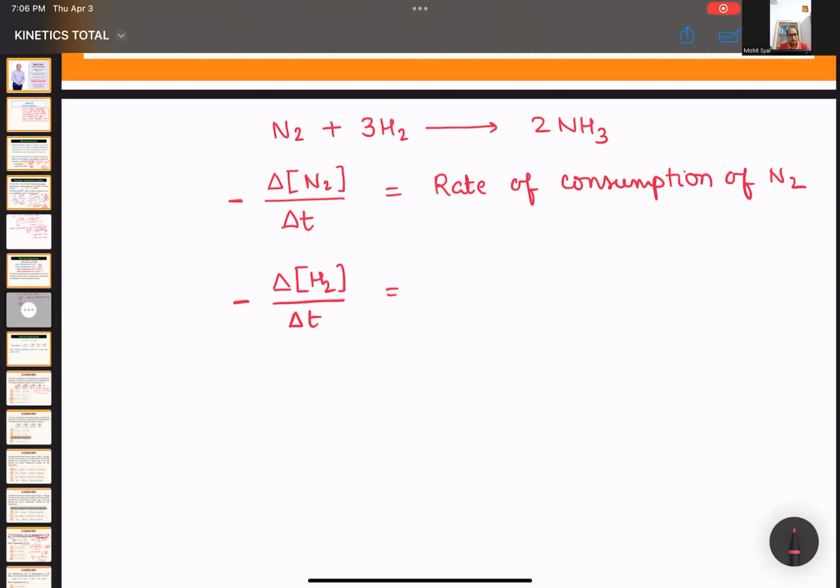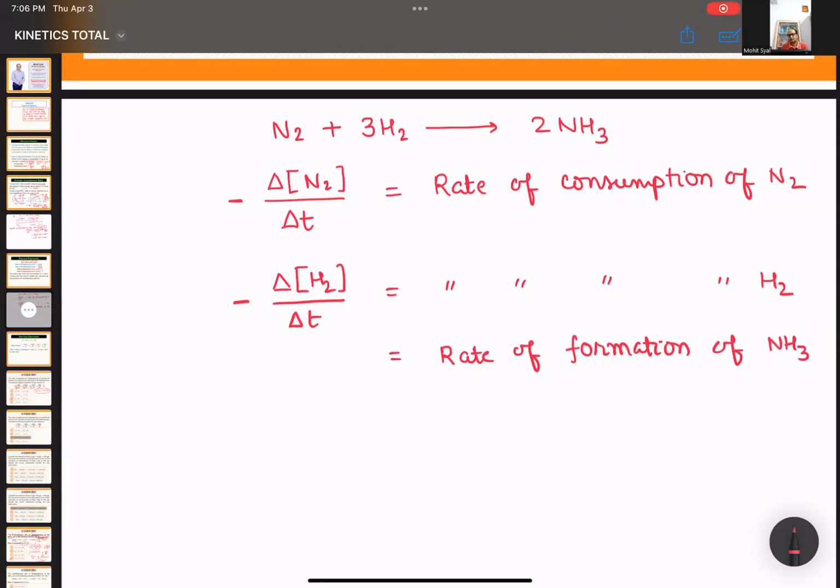As of now, if somebody asks me the rate of consumption or rate of disappearance of hydrogen, we are going to use just the change in concentration of hydrogen divided by the time taken for that change. When to put 3, I am coming to that. Similarly, for ammonia, I should say rate of formation of ammonia.